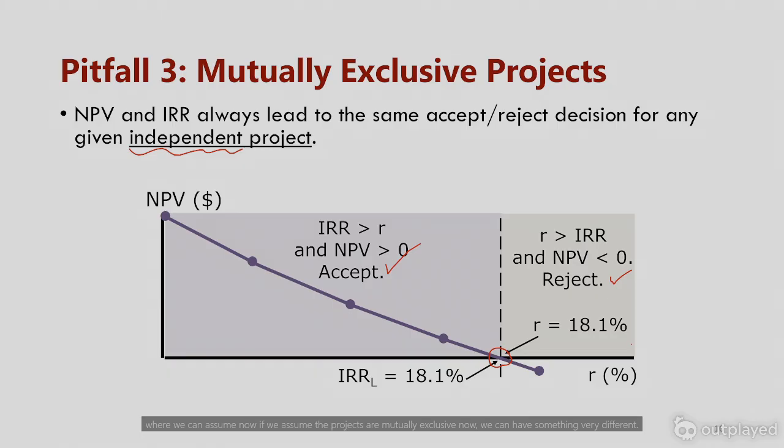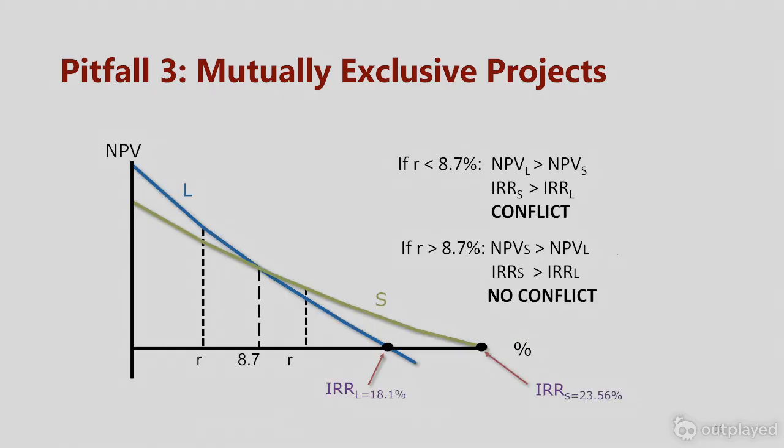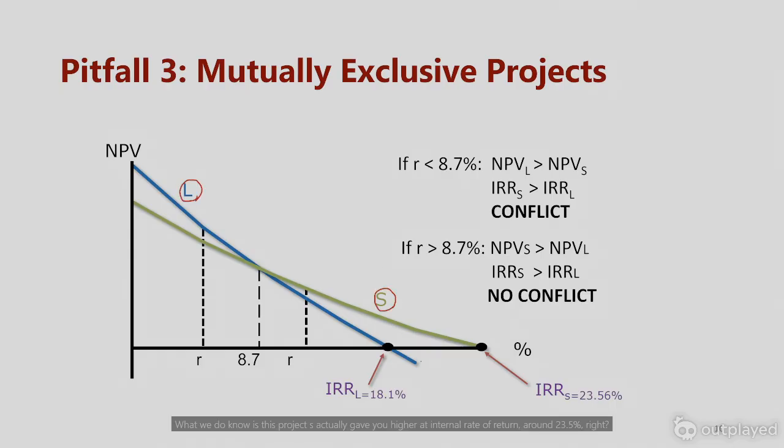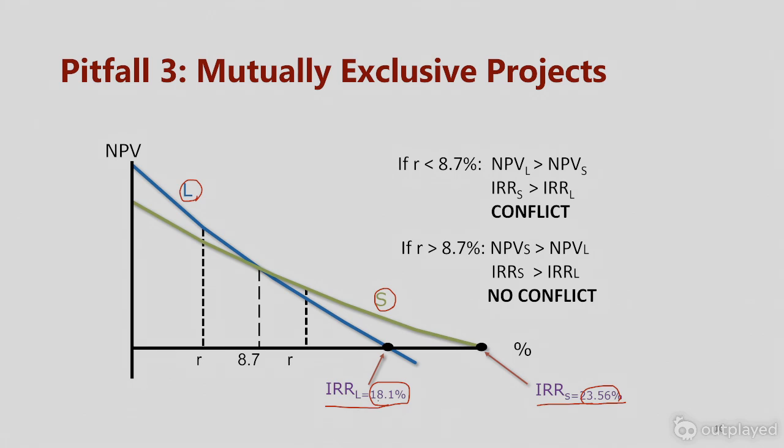Now, if we assume the projects are mutually exclusive, we can have something very different. Let's suppose there are two different projects, project L and project S. What we do know is this: project S gives a higher internal rate of return, around 23.5%, and according to the IRR rule, project S dominates project L. Project L has around 18.1% internal rate of return.